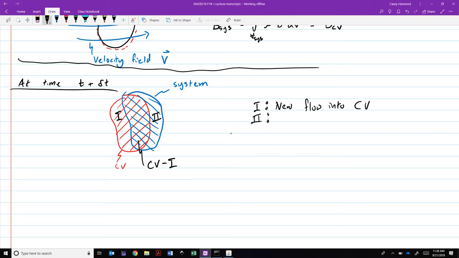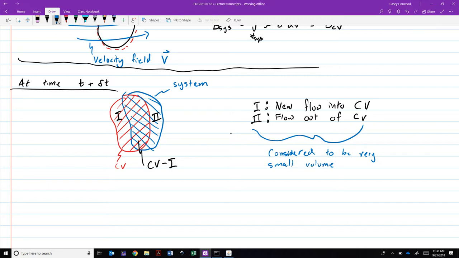And region 2 can be defined as flow out of the control volume, but that which remains part of the system. Okay. And I want you to consider these regions 1 and 2, because this has occurred over a very small time step, delta t, we'll consider these volumes, regions 1 and 2, to be very small volumes. In other words, we'd say delta volume 1 and delta V 2.